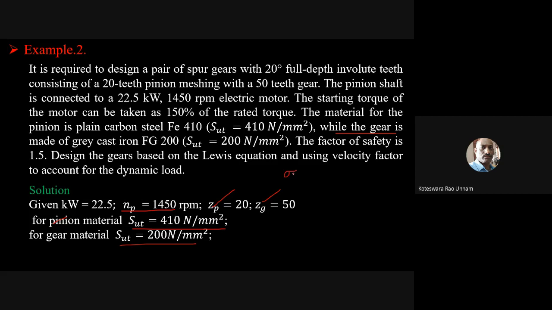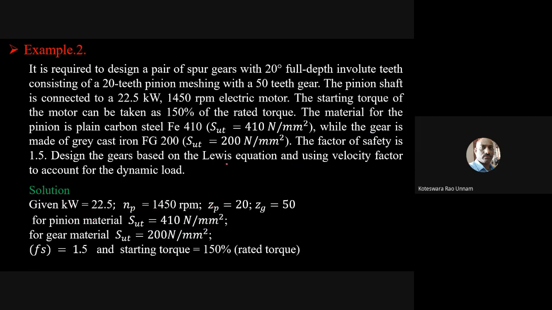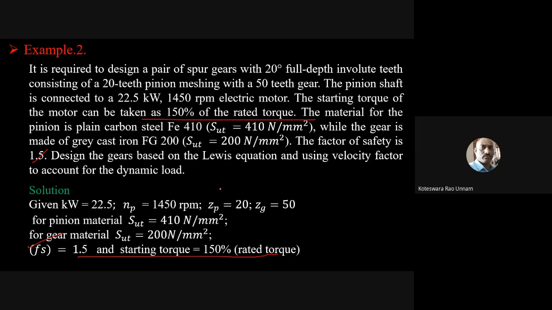You need to find out what is sigma B into capital Y, that is the Lewis form factor. For that, sigma B is nothing but SUT by 3. Generally we take SUT by 3 as the sigma B for these gear materials. Also, the starting torque is 150% of the rated torque, and the factor of safety is given as 1.5. We are asked to design the gears based on this equation and use the velocity factor to account for the dynamic load.